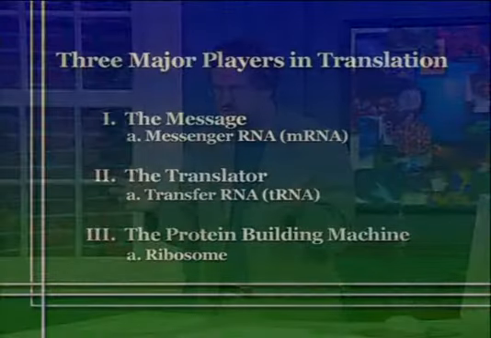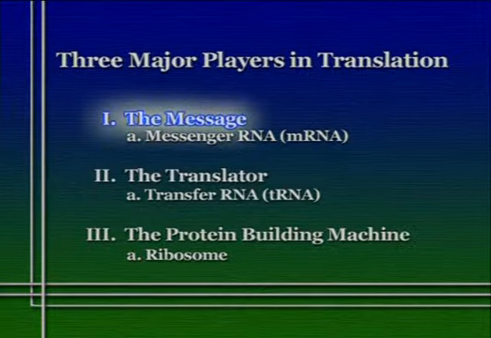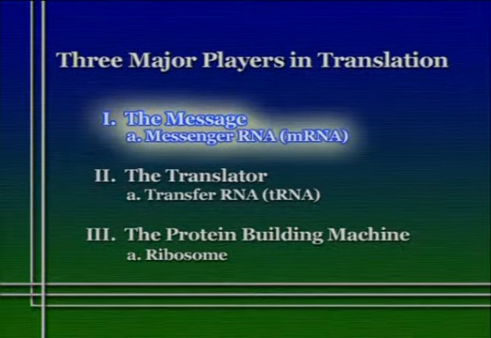Now, the process of translation involves three major players, let's call them. And we're going to talk about these three major players in turn to try to understand how translation works. First, there's the message. Second, there's the translator. And third, there's a protein building machine. It's really relatively simple. Now, of course, the message, we know, is the messenger RNA.